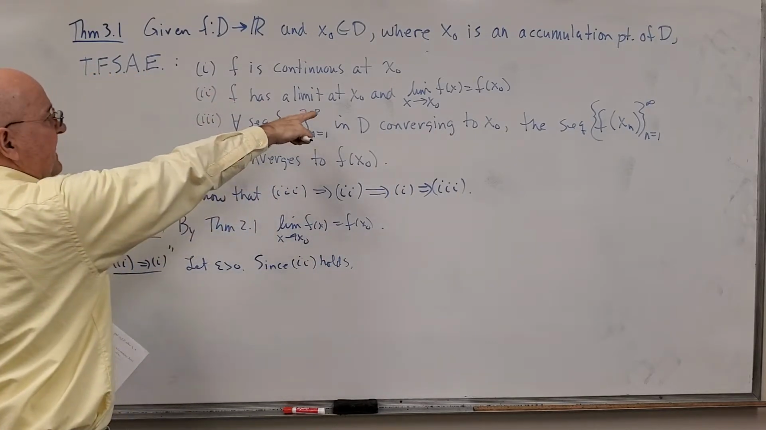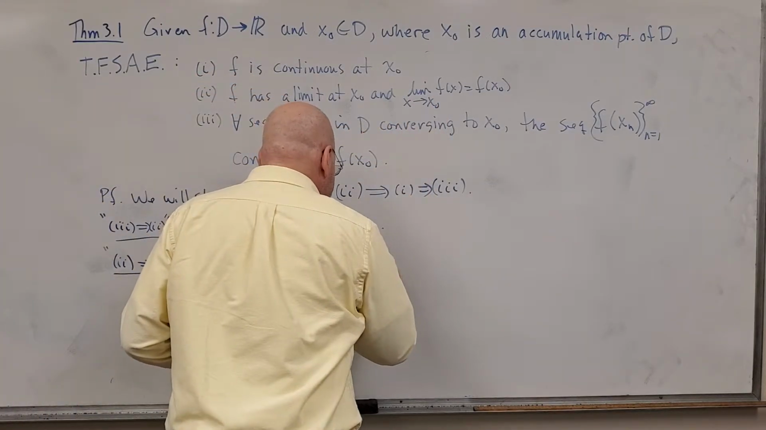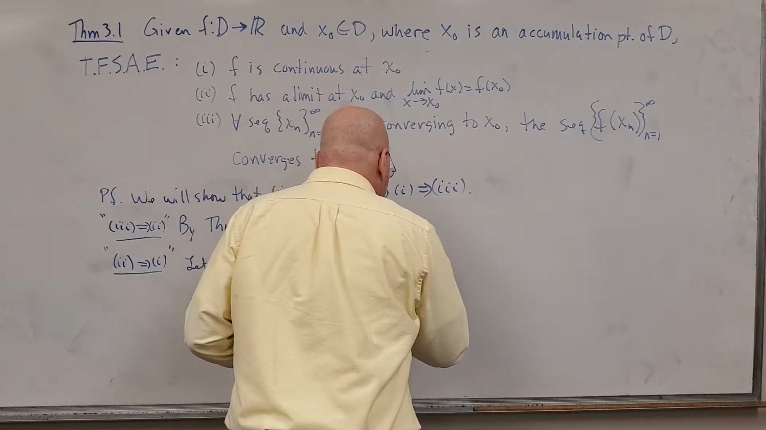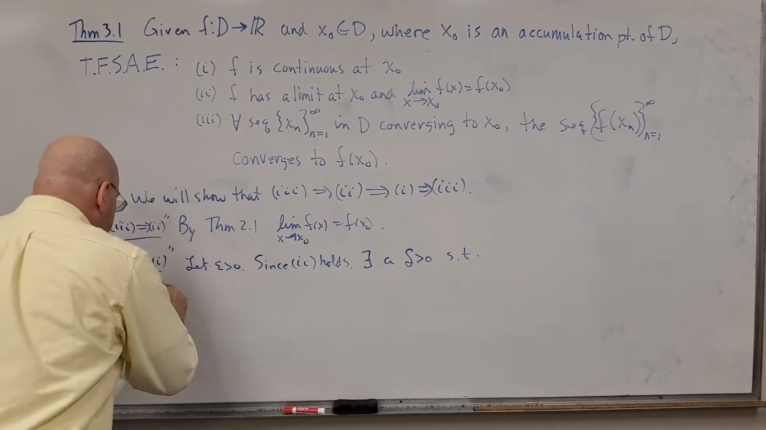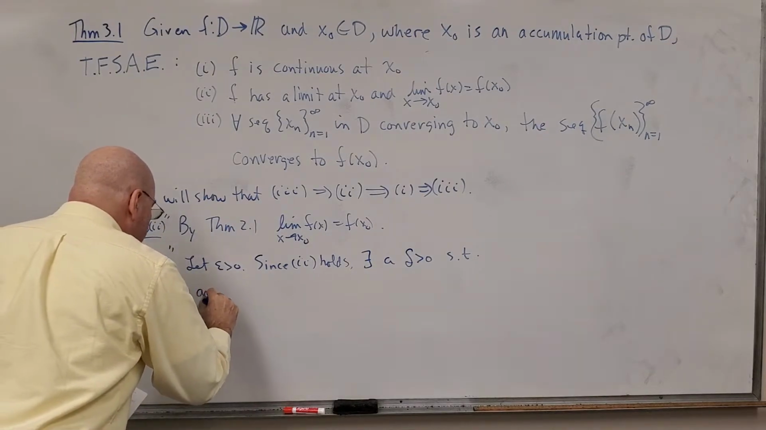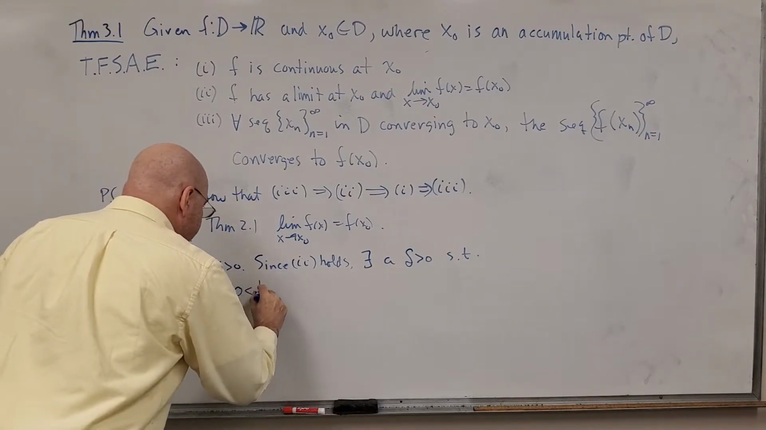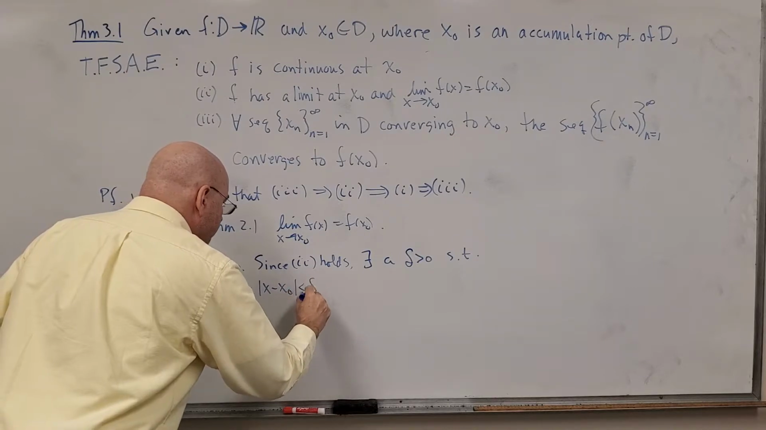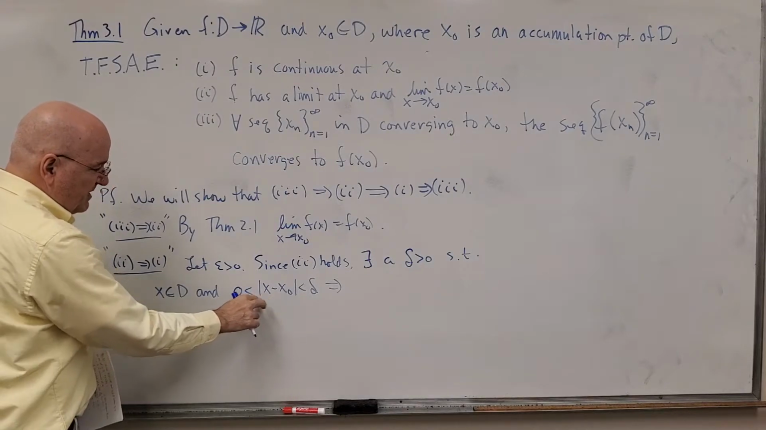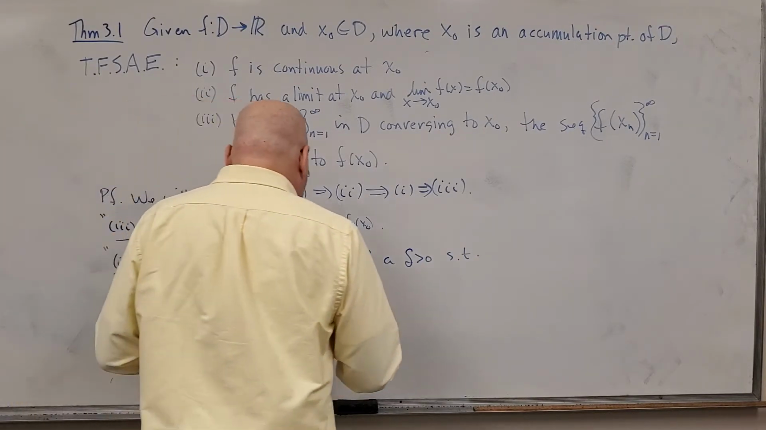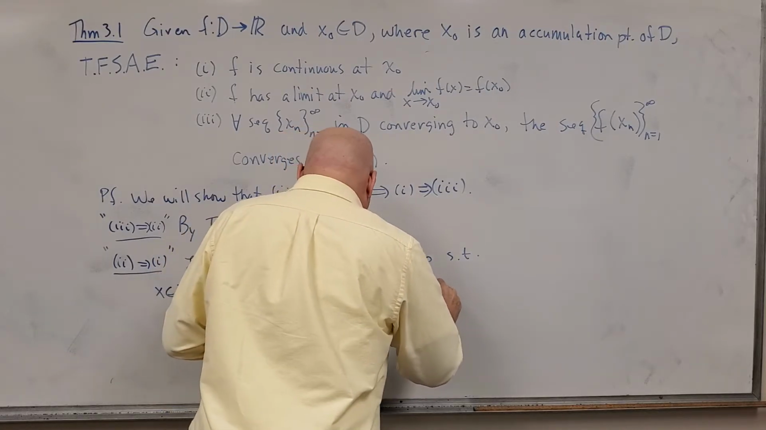Since 2 holds, that limit exists, there exists a delta greater than 0 such that x in the domain, and the limit means I need 0 less than |x minus x naught| less than delta. That means that x in the domain and x being very close to x naught but not equal to it implies that the absolute value of f of x minus f of x naught is less than epsilon.